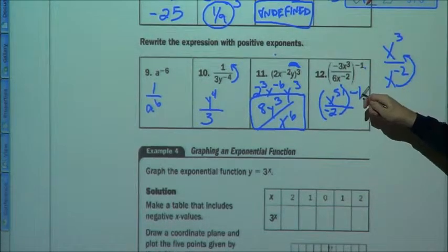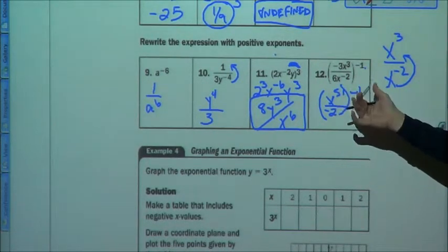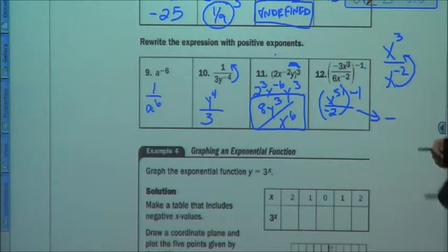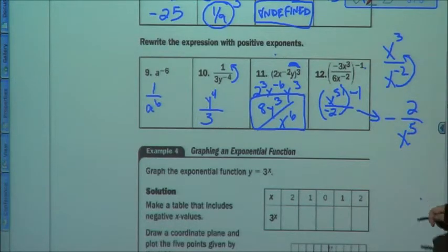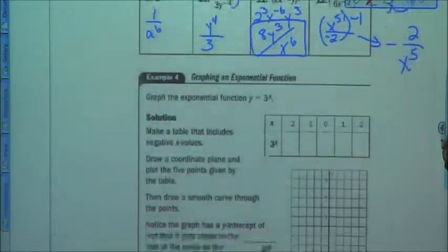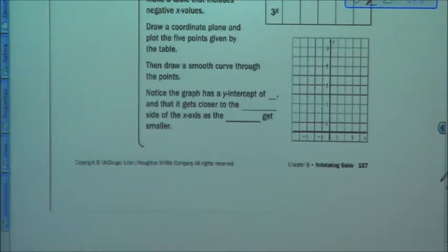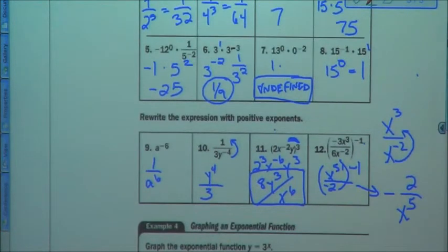And then what's the negative 1 do to this fraction? It flips it. So we'll put the negative out front, 2 would be on top, and then x to the 5th would be on the bottom. Okay, now that's about as complicated a problem as you'll probably see, but it won't be too much more difficult than that. Okay, we're not going to do the graphing, so that's it for 8.2.